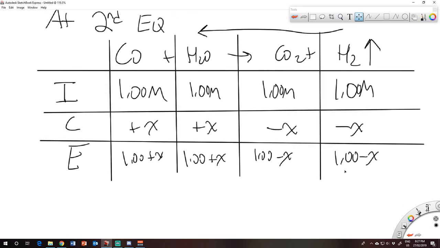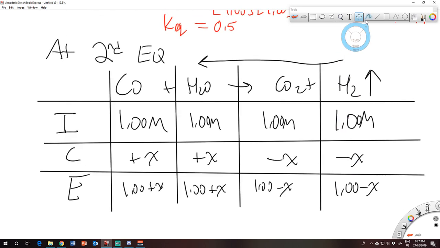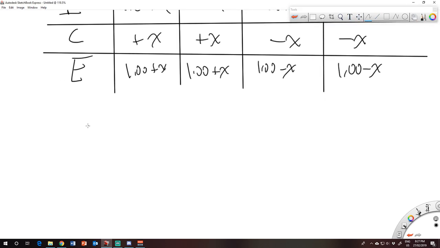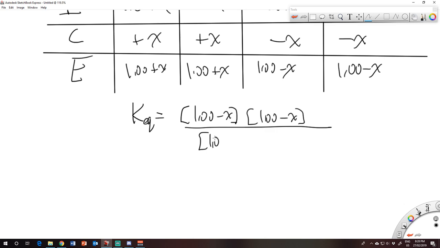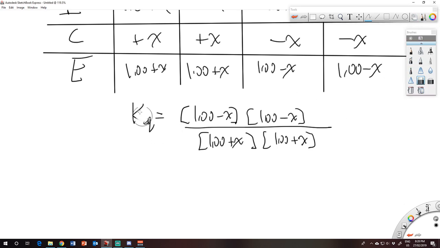Okay. And now we have our equilibrium concentrations. We also know what our KEQ is from the first equilibrium, so we can set up the next equilibrium expression. So we got KEQ equals concentration of products, 1.00 plus X, over concentration of reactants. Okay, and we know what the KEQ value is. It's 0.5.